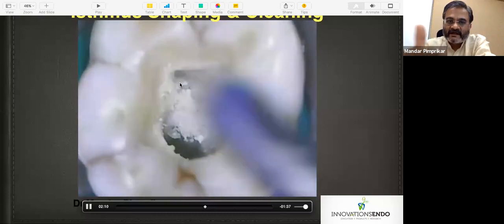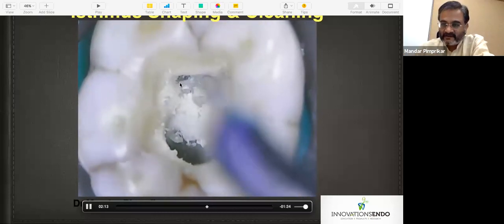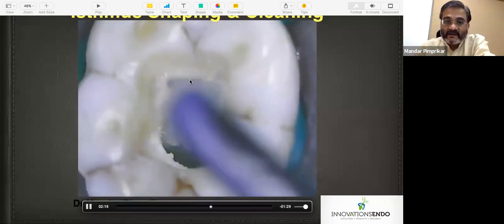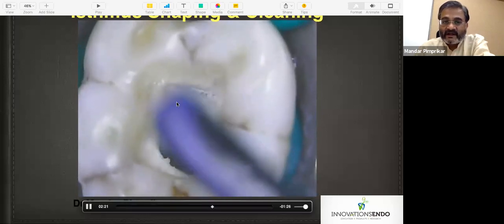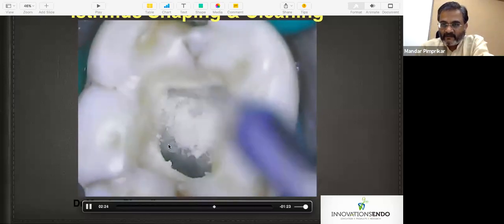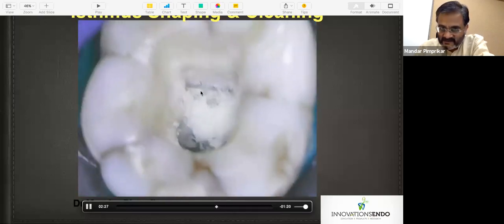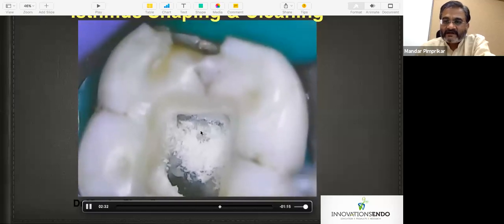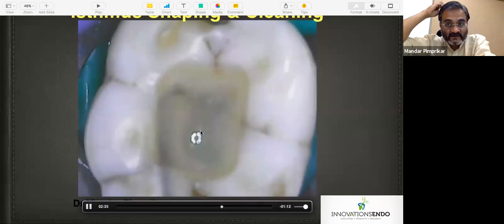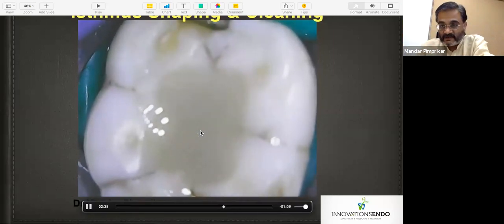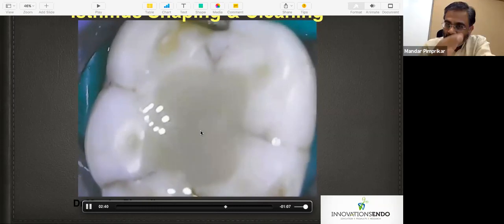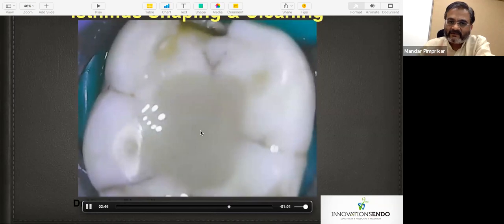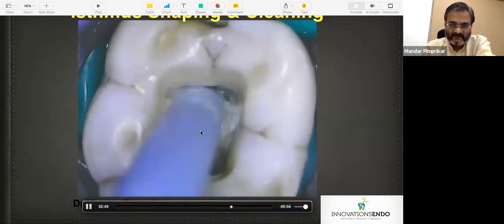When I'm using an irrigant with this, I am also activating the irrigant, so that further enhances the action of hypochlorite or Twin Clean. Now I'm joining mesiobuccal and mesiolingual, and I've removed the calcification from that part. If I had not done this, I would have just shaped mesiobuccal and mesiolingual, and then I am at a greater chance of missing the mesial third, which is always present between mesiobuccal and mesiolingual. After this is done, you pour irrigant again, and you can activate it. Here is how it is done.